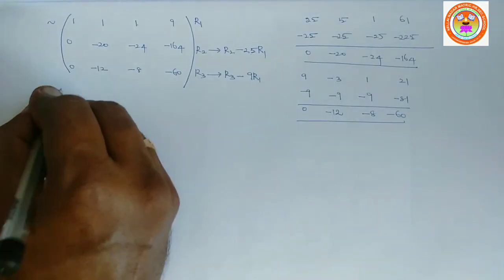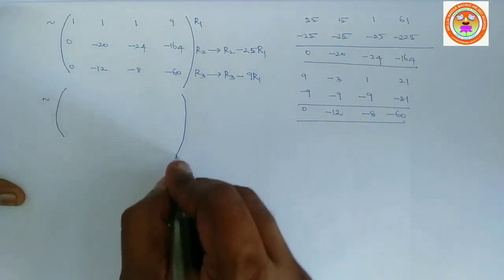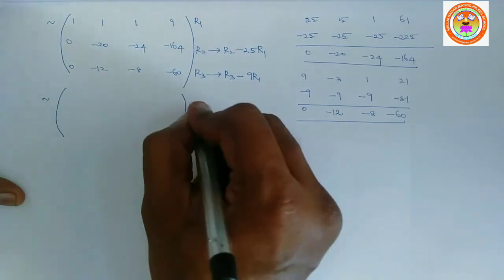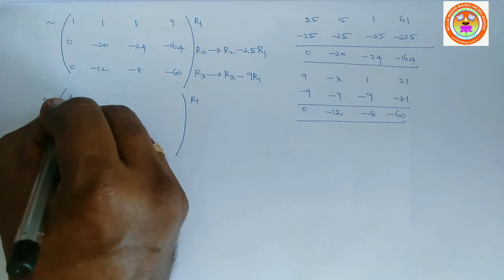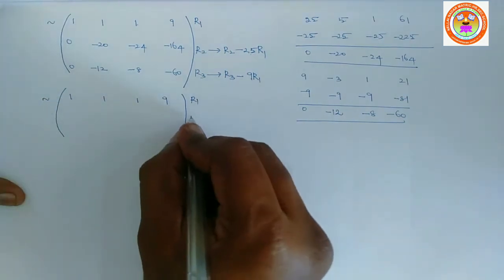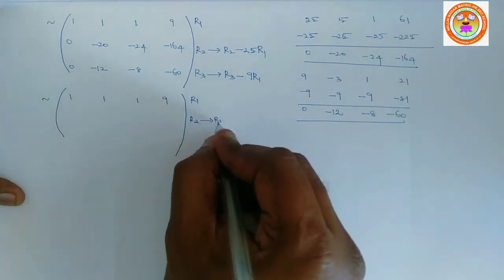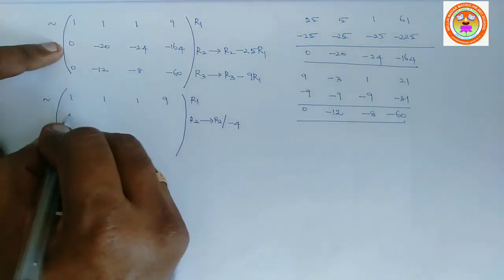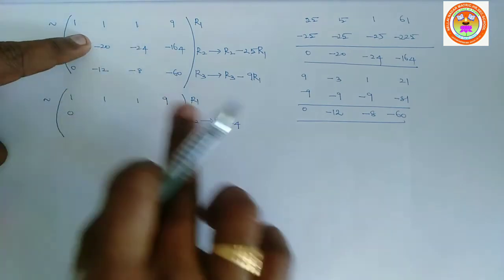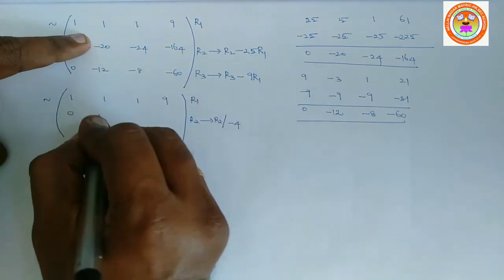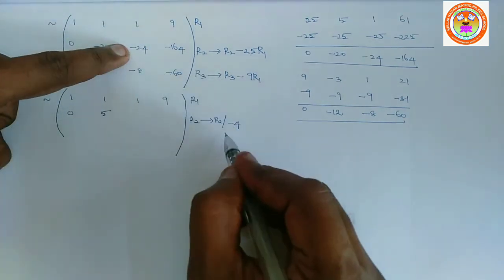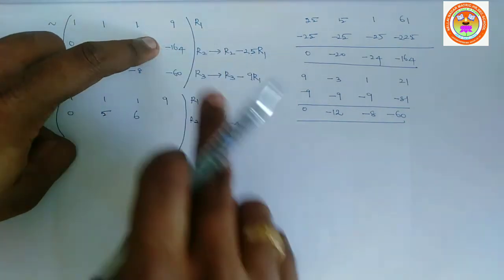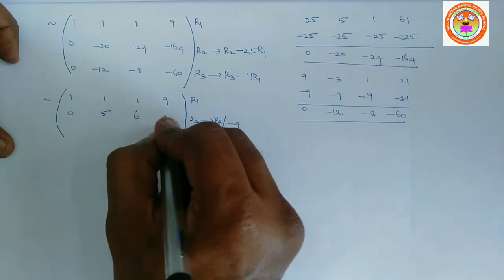So in the matrix, if you see, R2 and R3 can be divisible by 4. There is no change in R1: 1, 1, 1, 9. There is change in R2. R2 tends to R2 divided by minus 4, which is common. 0 by minus 4 is 0. Minus and minus cancel, 20 by 4 gives us 5. Minus and minus cancel, 24 by 4 is nothing but 6. Minus and minus cancel, 164 by 4 is nothing but plus 41.